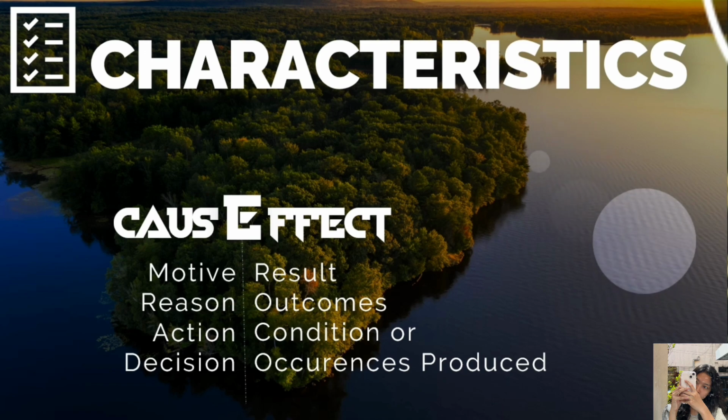The characteristic of cause is about motive, reason, action, and discussion. And then the characteristic of effect is about results, outcomes, conditions, or occurrences produced by the cause.